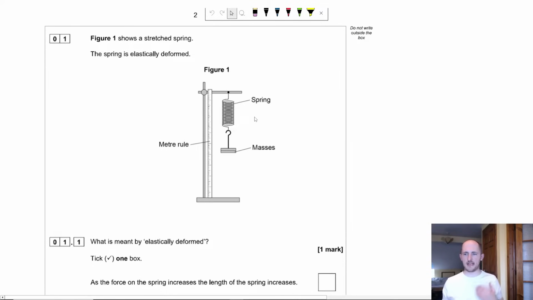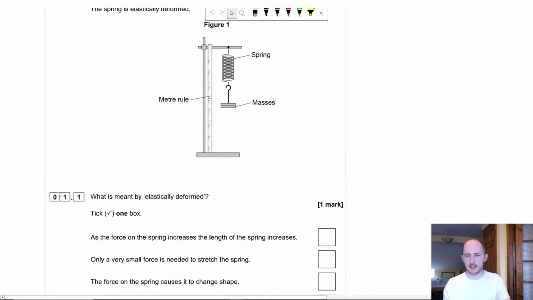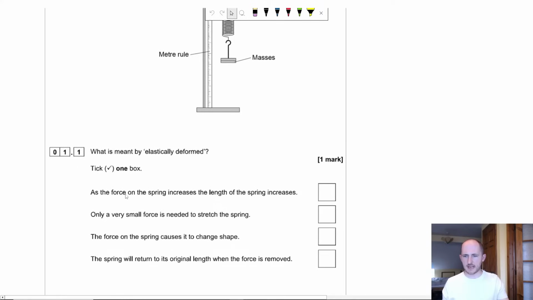Here we have figure 1 showing a stretched spring, and the spring is elastically deformed because we're hanging a mass from it. So I'm thinking like Hooke's law, I'm thinking about those kinds of things. And it says here, what is meant by elastically deformed? So this is basically just one of your definitions that you're going to do. So remember, elastically deformed is whenever you have something that's stretchy and you stretch it, you change its shape by doing that. So in this case, it says, as the force on the spring increases, the length of the spring increases. That's Hooke's law, that's not elastically deformed.